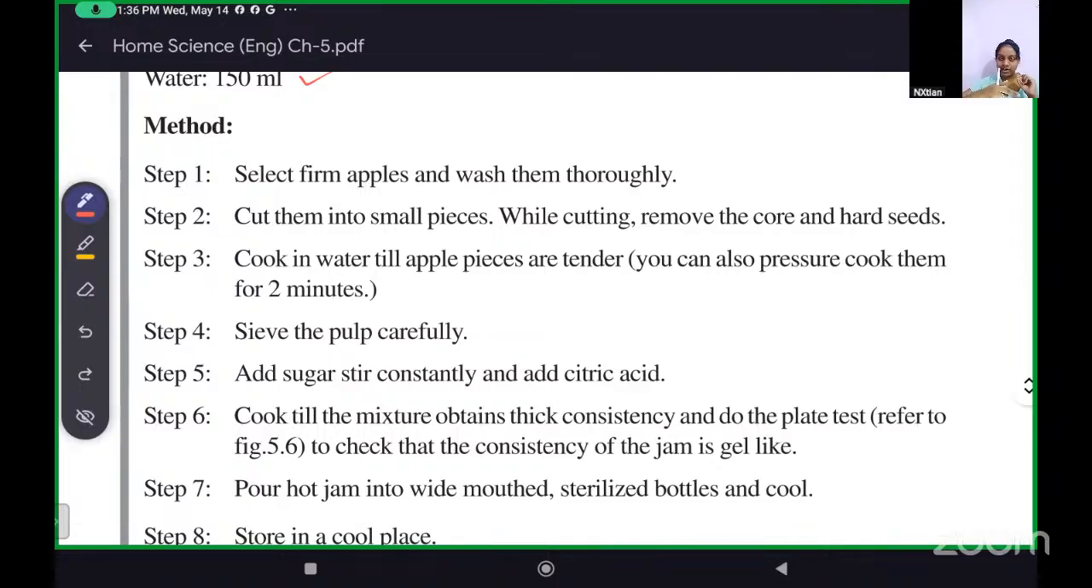Then we cook the apple pieces in water till they are tender. You can also pressure cook them for 2 minutes. We cook them till they are tender, meaning soft, a little bit softer. Then sieve the pulp carefully. It will become very soft, somewhat pulpy. You sieve it, add sugar, stir constantly, and add citric acid. Then we will cook till the mixture obtains a thick consistency, and do the plate test.